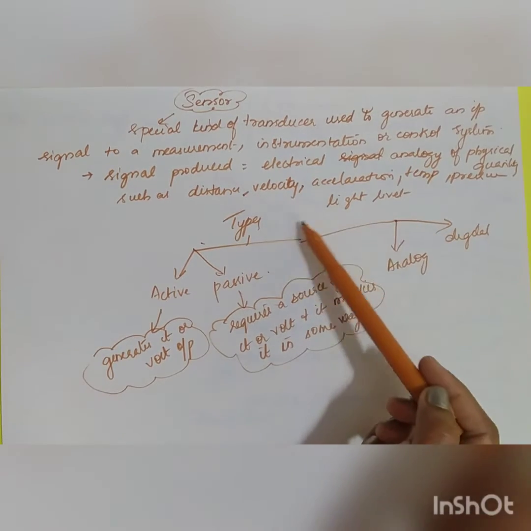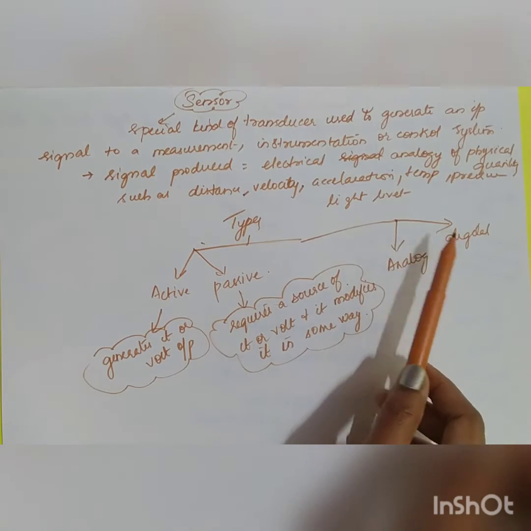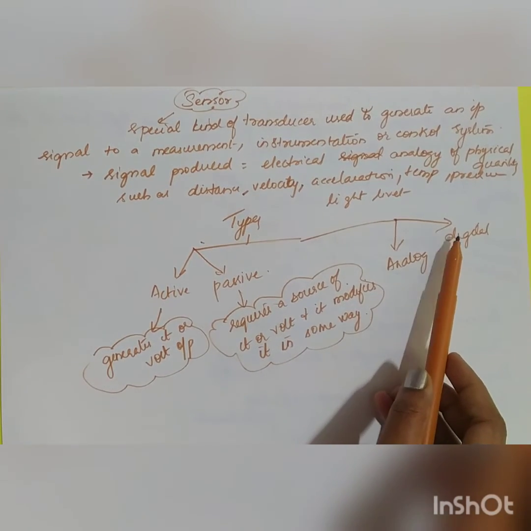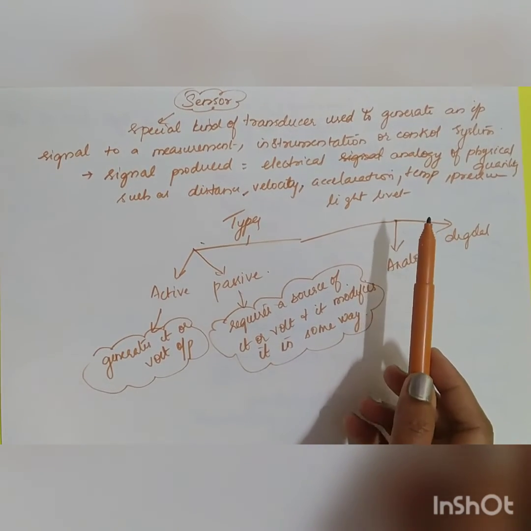Again, sensors can be classified into two types based on whether the current and voltage is analog or digital. If it is time varying, then it is analog. If it is 0 and 1, it is digital in nature. So in the next video, we will see the different types of actuators.